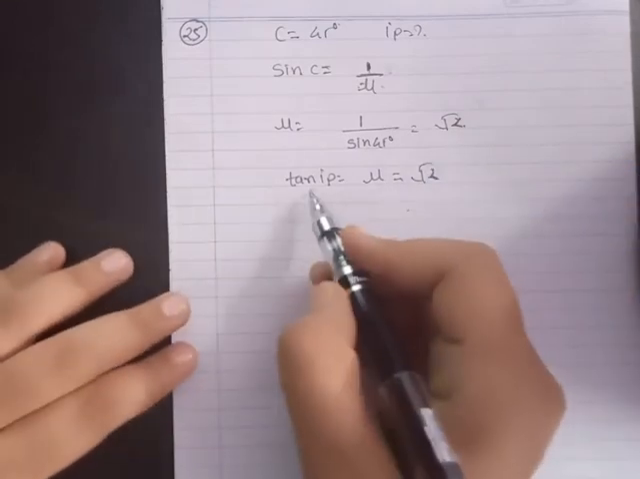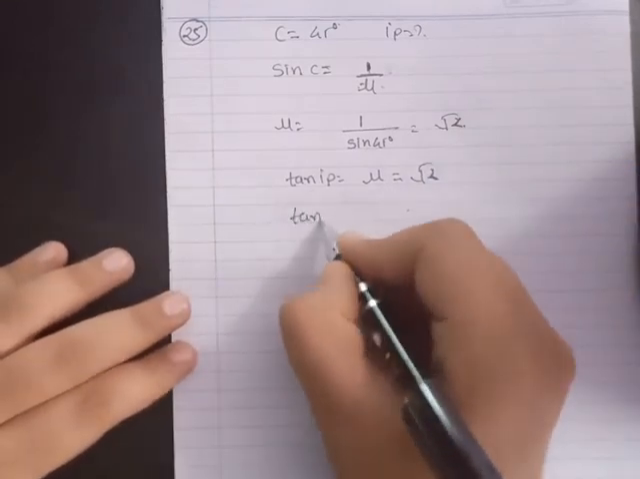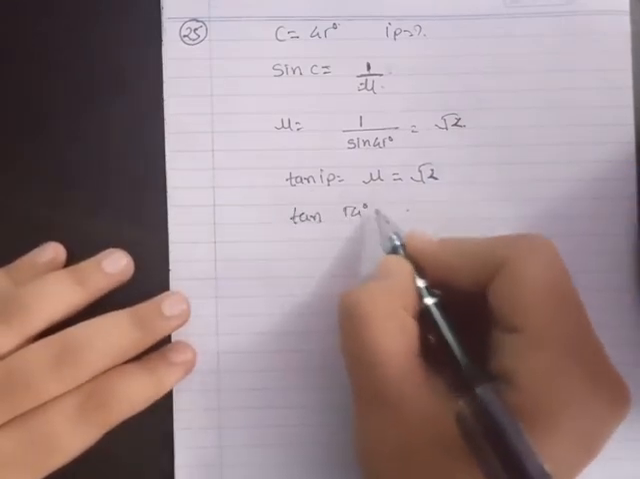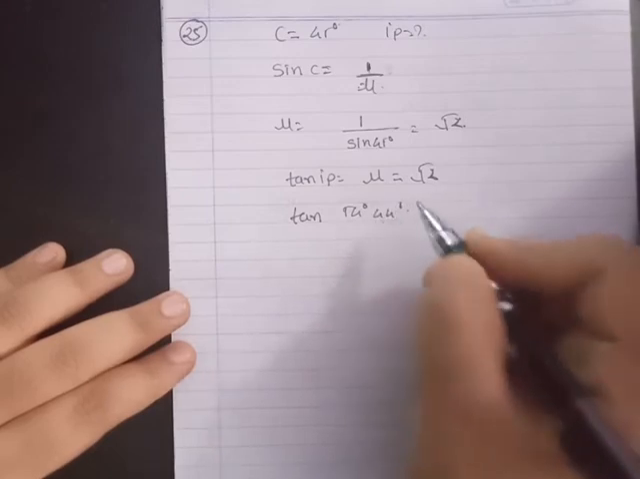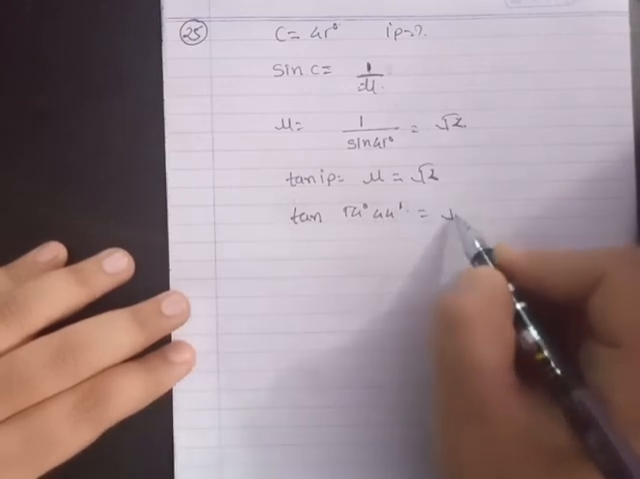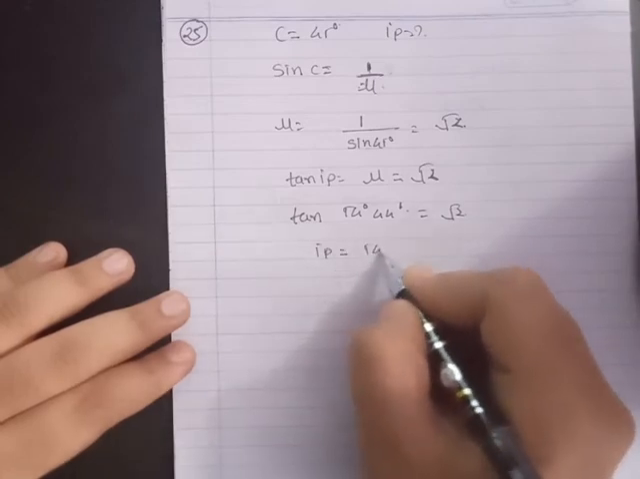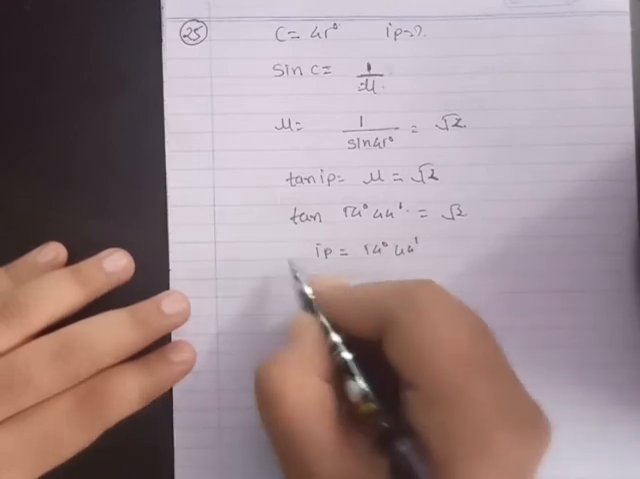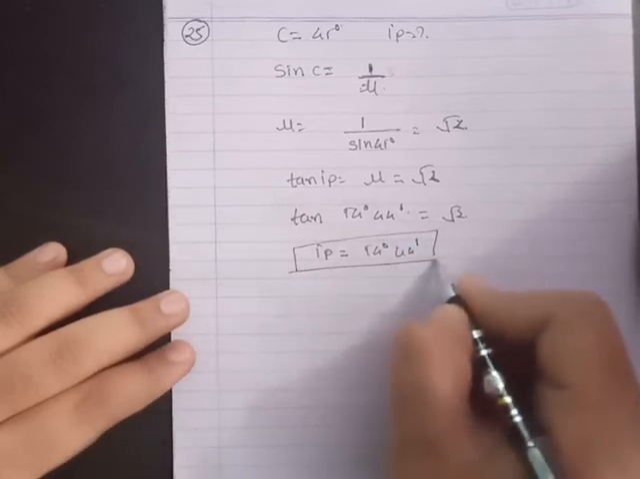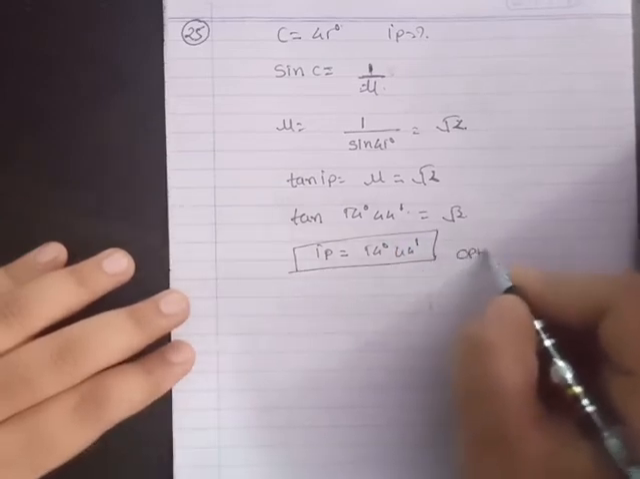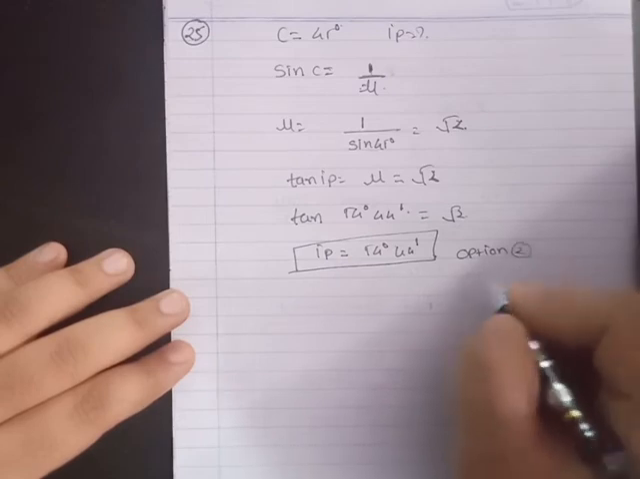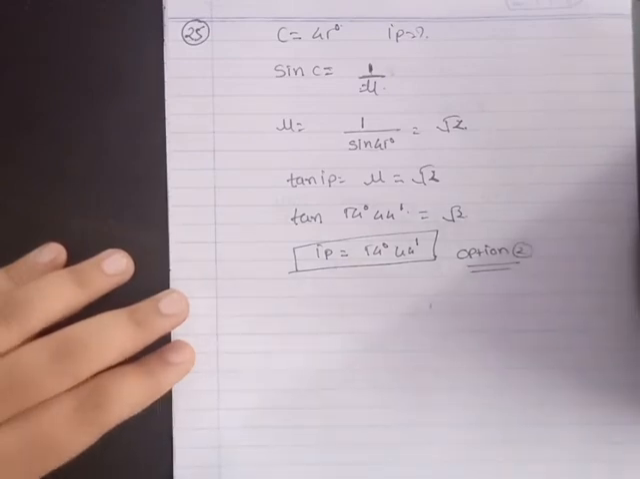It is given in the question that tan 54 degrees 44 minutes is equal to root 2. So IP is equal to 54 degrees 44 minutes. So option 2 is the correct option.